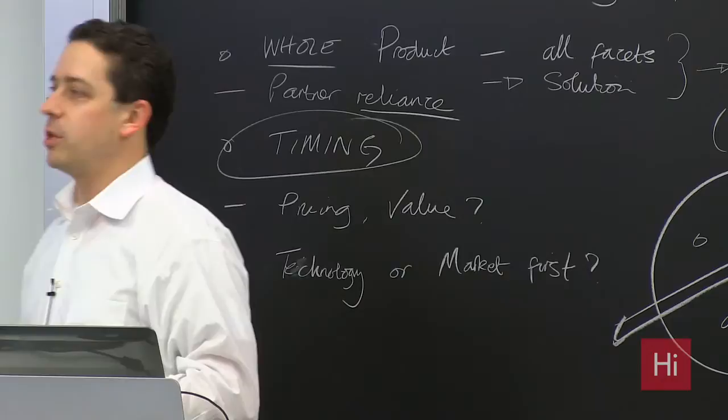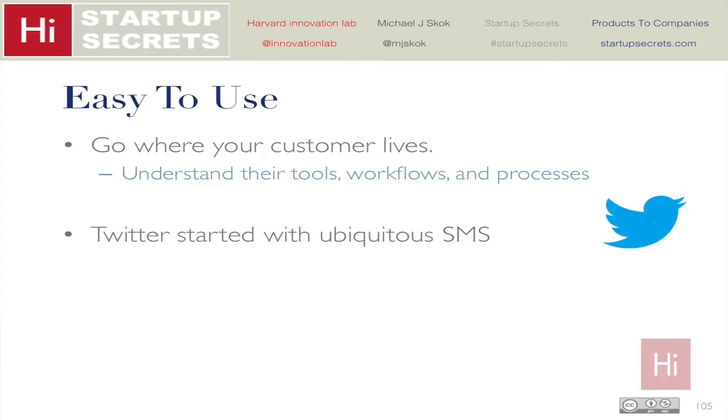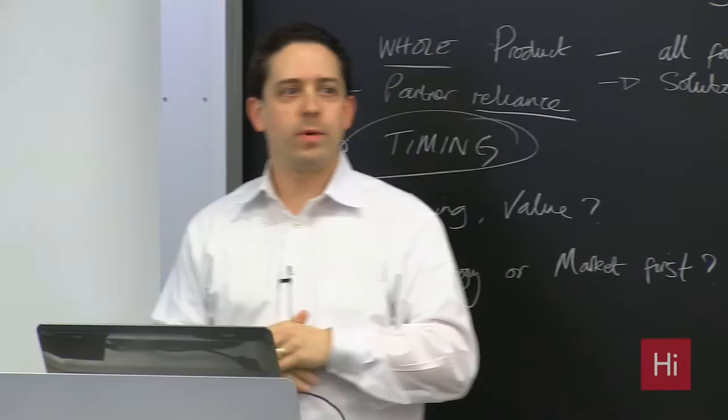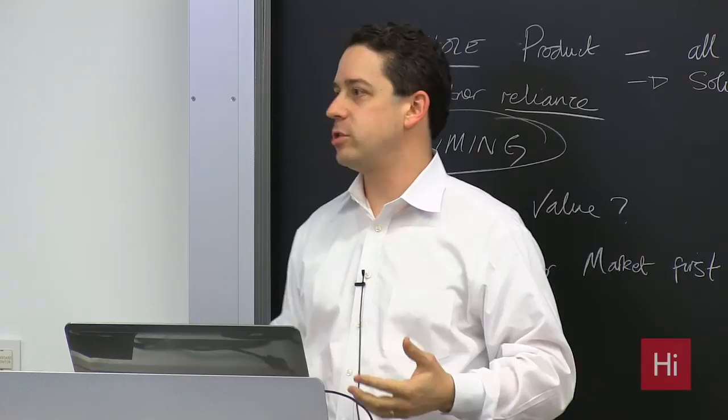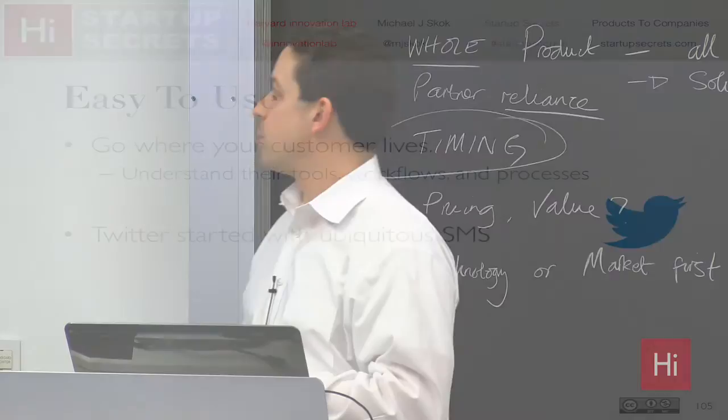Twitter, we never think of as an SMS platform anymore. That's where they started, right? 2005-ish, 2006-ish, I think they launched. Got big at South by Southwest. At that time, they were just SMS. So that was a terrible platform for doing messaging, but it was where all the customers were. And by integrating with that, they said, let's make this thing as easy to use as possible, and then it took off.